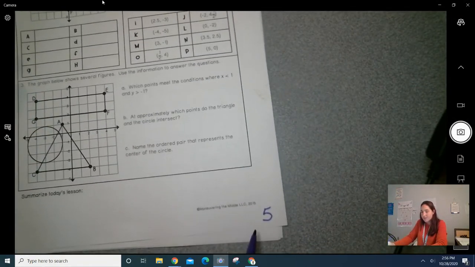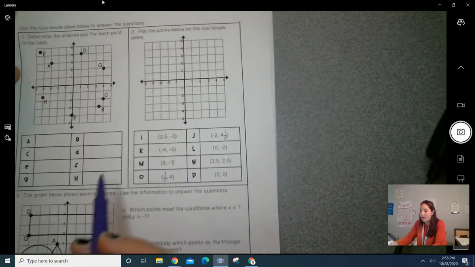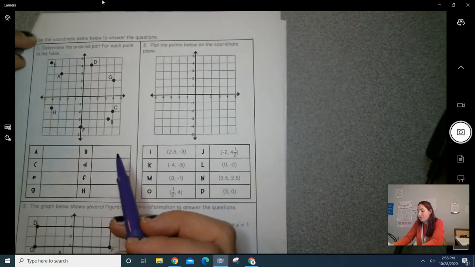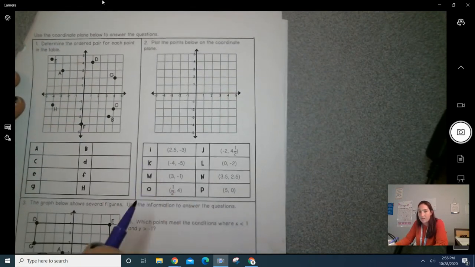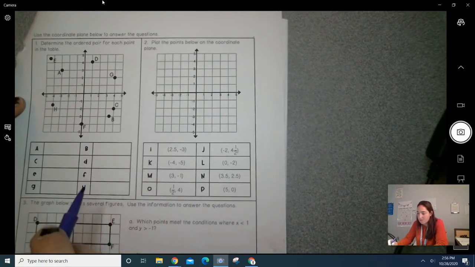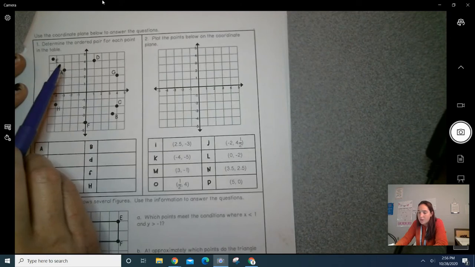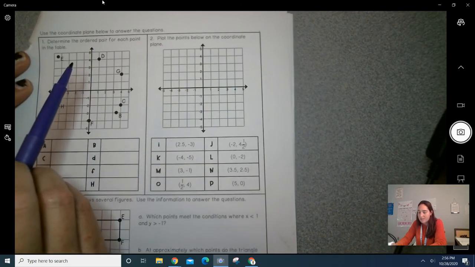I just turned to page 5, and at the top we have 2 problems. We're going to do these 2 problems. I'm just going to do the first couple of each with you, and then I want you guys to do the rest of this on your paper, and we're going to check it in class. Okay, so for number 1, it says determine the ordered pair for each point in the table.